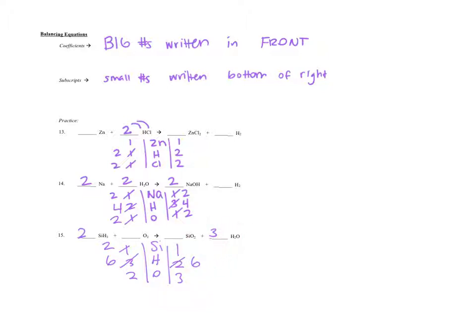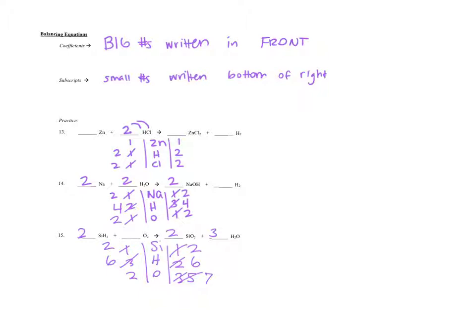That's going to make my O's actually 5. Got to go back and fix the Si. I put a 2 here. That makes my Si 2, but that changes my O's once again. I have 4 here now and 3 here for a total of 7. So this is a very special case.